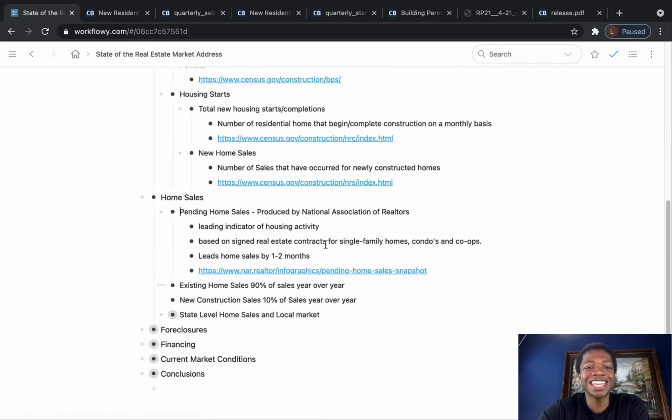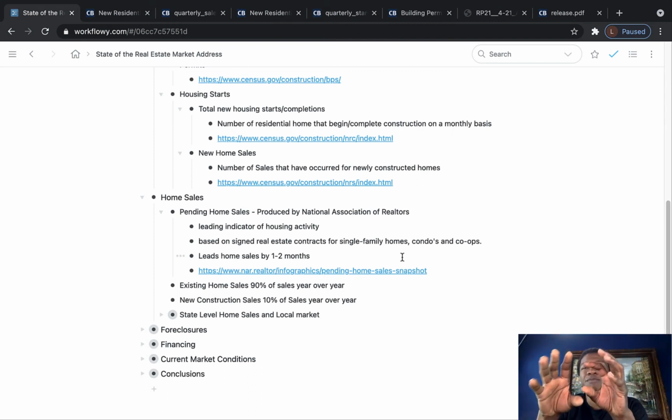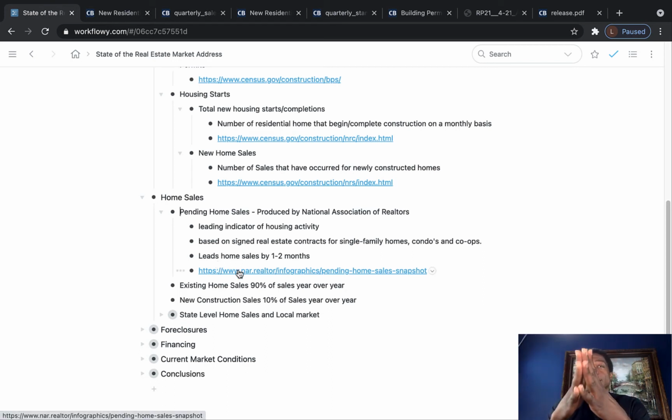And this is a lead indicator of housing activity based on signed real estate contracts for single family homes, condos, and co-ops. What we mean by co-ops is when two parties have agreed to purchase a home but each of them will only pay for the portion of the home that they are going to use. This is a common enough arrangement that it is tracked by the National Association of Realtors and also by the Census Bureau. And so you can expect the pending home sales to lead the actual home sales by about 1 to 2 months because of that 30 to 60 day closing window.